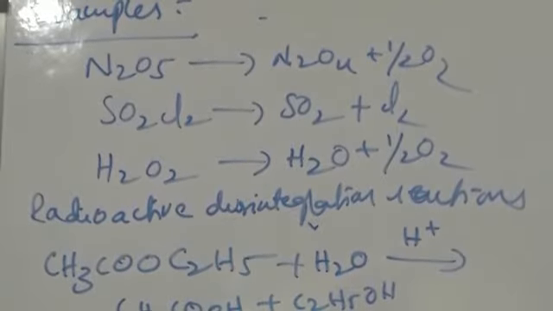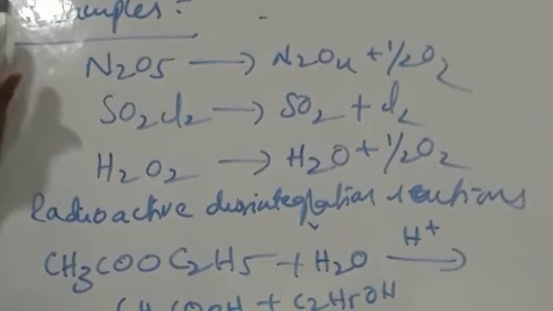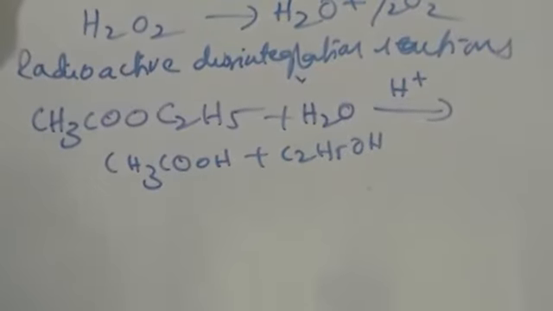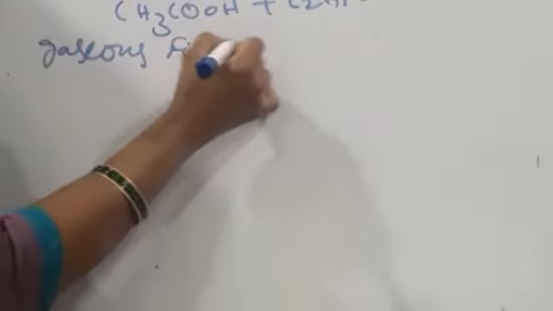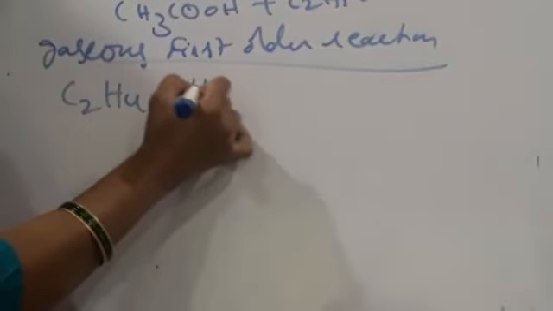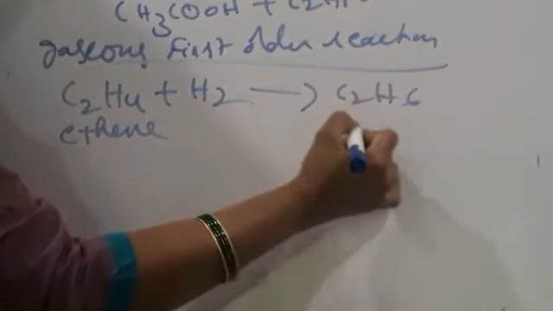Then some gaseous first order reactions. For example, hydrogenation of ethene into ethane. Ethene is ethylene. Ethylene undergoes hydrogenation and forms ethane. So, this is a gaseous first order reaction, the hydrogenation of ethene or ethylene into ethane.